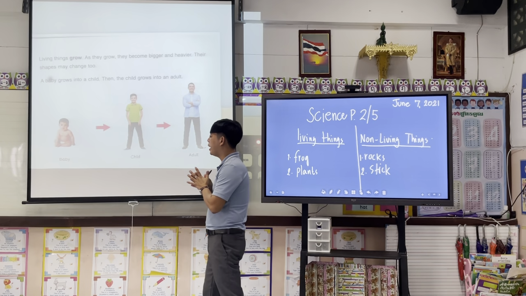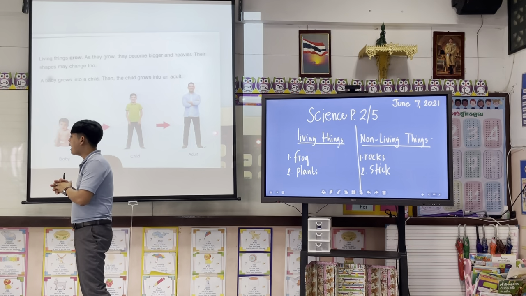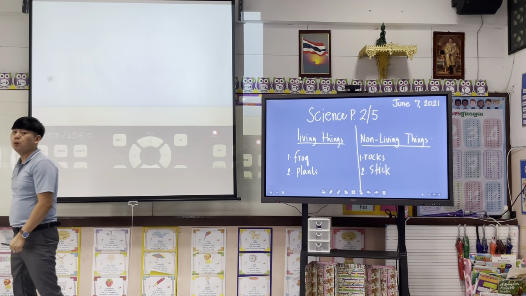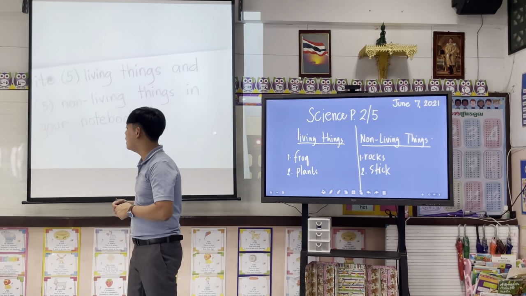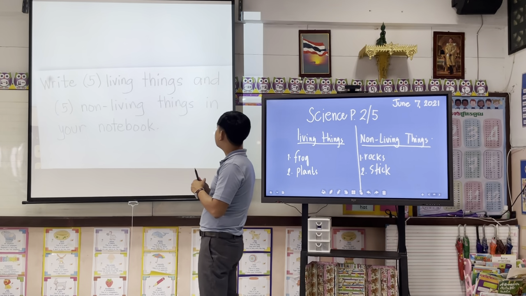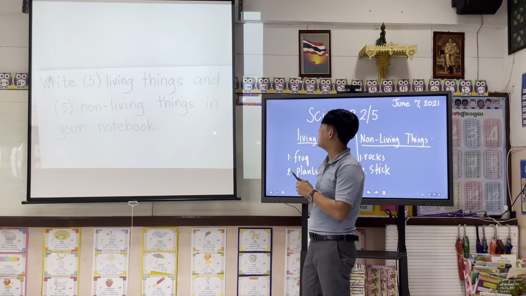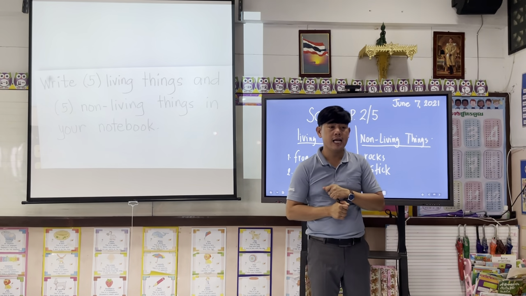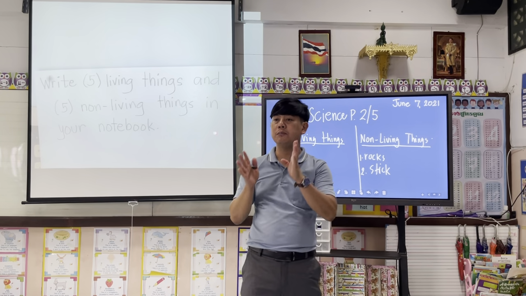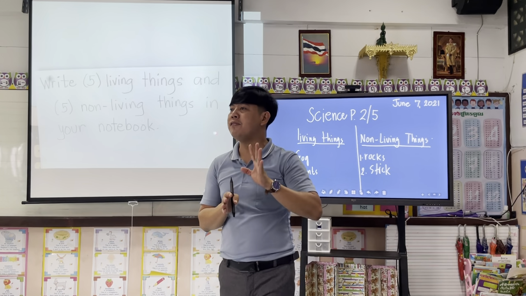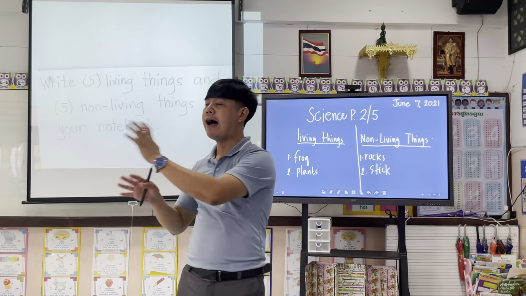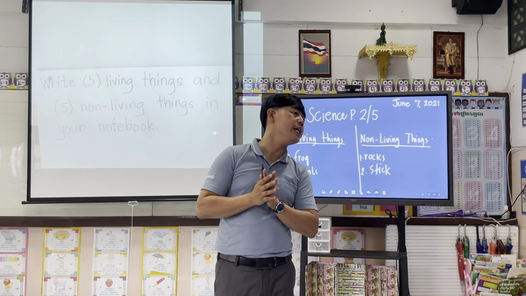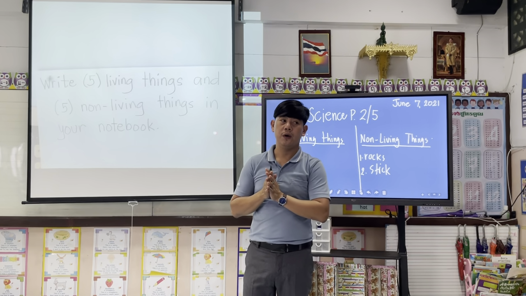So your homework. From your notebook, now get your notebook and write down at least 5 living things and 5 non-living things. You must write it in your notebook. What are the 5 living things you know and the 5 non-living things you know? You need to write. No need to draw.